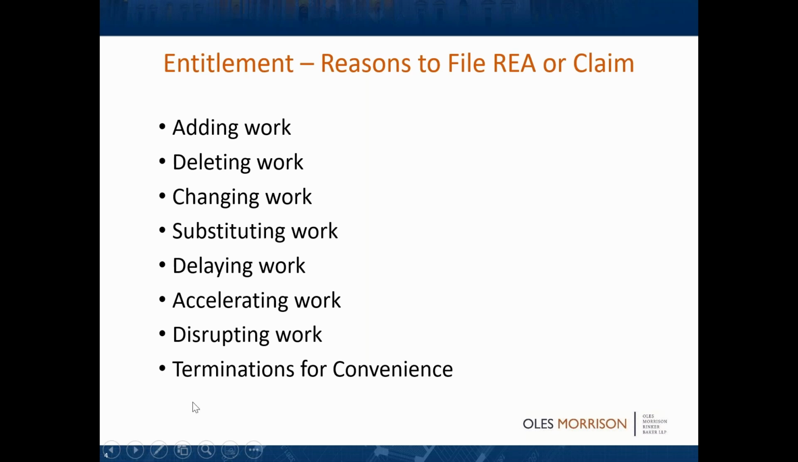Also at the end here, terminations for convenience. Of course, that can lead to what's known as a termination for convenience settlement proposal. A lot of people, when they get terminated for convenience and they put together their proposal, they think that that is an REA or a claim. It is not an REA and it is not a claim. It's exactly what it says it is, a termination for convenience settlement proposal. It's your proposal for what you think you should be paid. If the government doesn't pay you on that proposal, then you can convert that termination for convenience proposal into a claim.